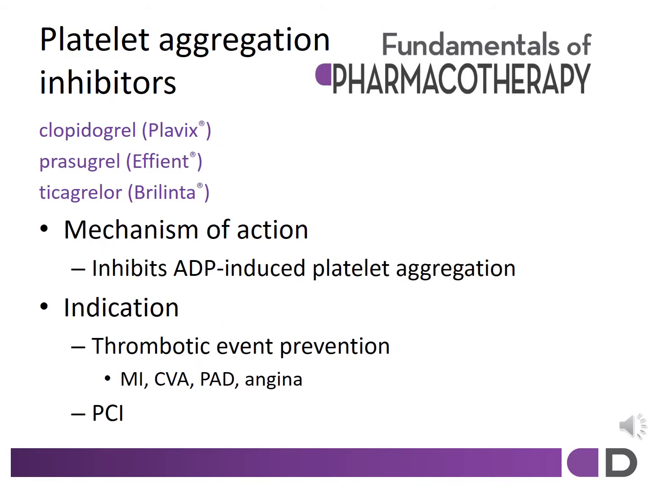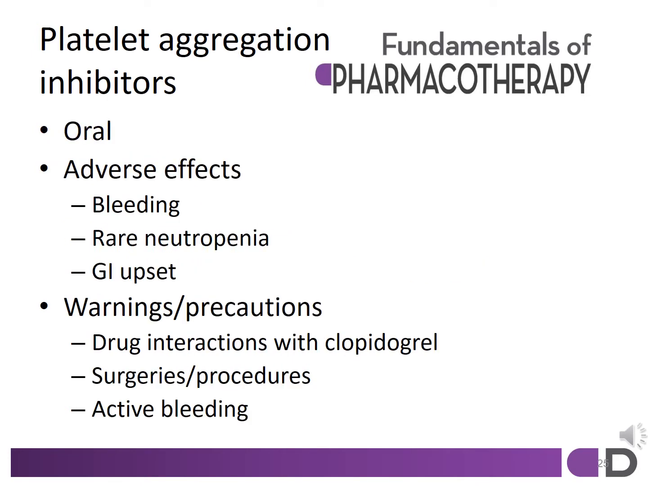The final class of agents we will cover in this presentation are platelet aggregation inhibitors. These include Plavix or clopidogrel, Effient or prasugrel, and Brilinta or ticagrelor. These agents are used to prevent thrombotic events associated with myocardial infarction, cardiovascular accident, peripheral artery disease, and angina. They are also used during percutaneous intervention or stent placement. These agents are all available in oral formulations.